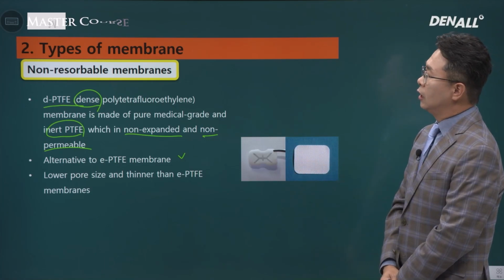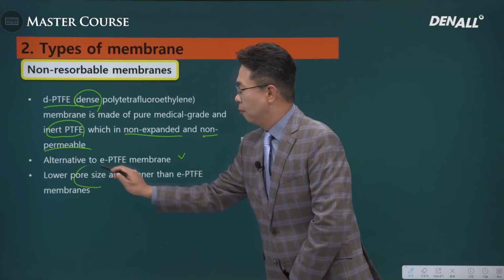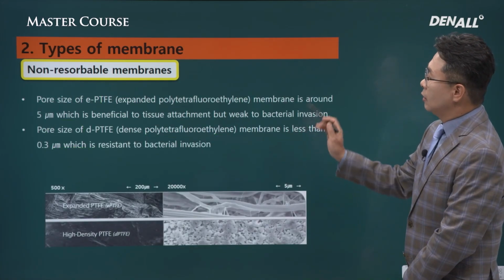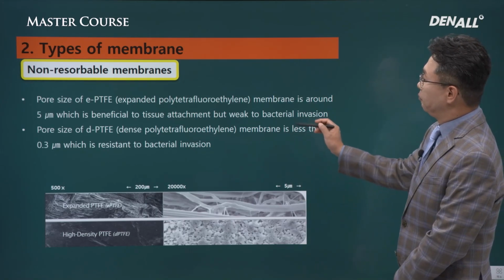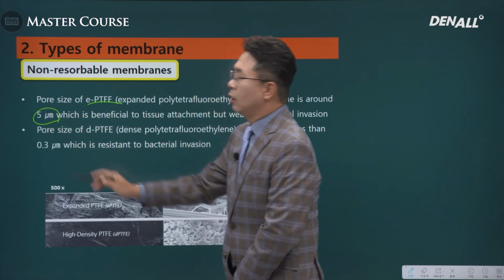The biggest difference with ePTFE membrane is the size of the pore. If you look at the pore size difference, in the case of ePTFE membrane, the pore size is about 5 microns.